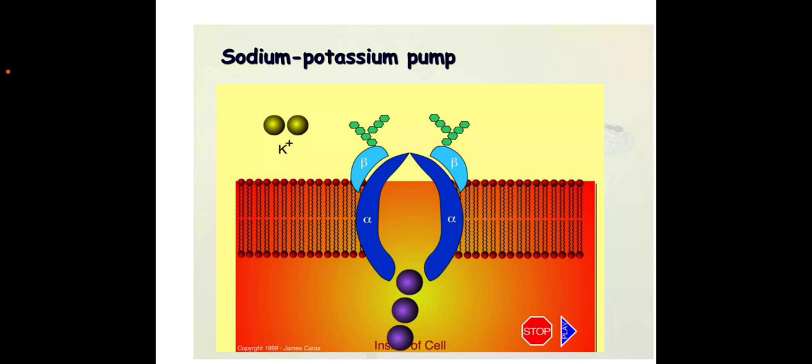2 potassium ions move inside the cell, and 3 sodium ions move outside the cell.